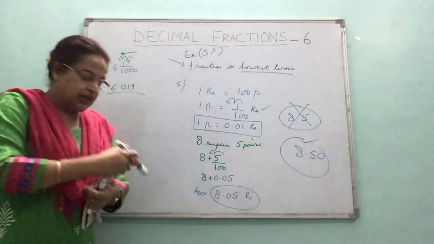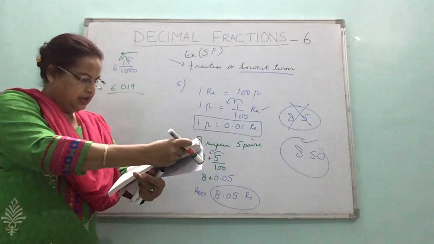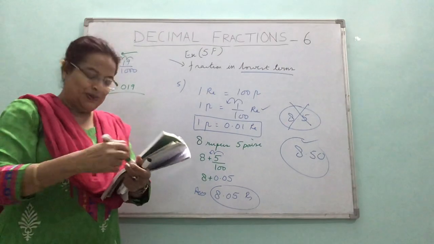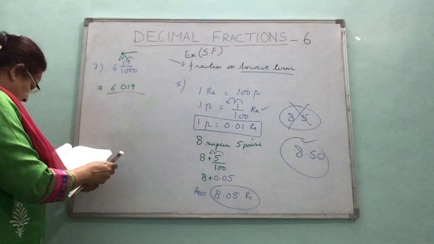So which option is the correct option? That is 6.019. Option C is the correct option in this case also. Okay.